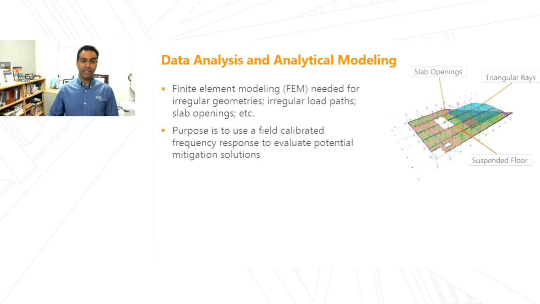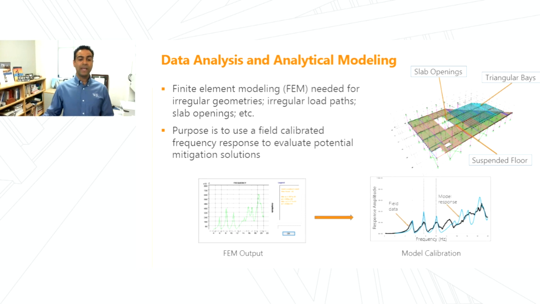Once we collect the data, then we do the analytical modeling. The reason we do finite element models and not hand calculations is that our structures usually have irregular geometries. There are irregularities in load paths, and there are slab openings and other things that basically complicate the problem. That's why we do the modeling. If we do the model, we can get the vibration response of the model similar to what I'm showing here. We can compare that vibration response from the model to what we collected in the field. We can do a calibration to calibrate our model with the field results, similar to what we're showing for the model calibration plot here. And once we get a good agreement, then we can try the mitigation strategies on the model before we actually go to the field and put it on.